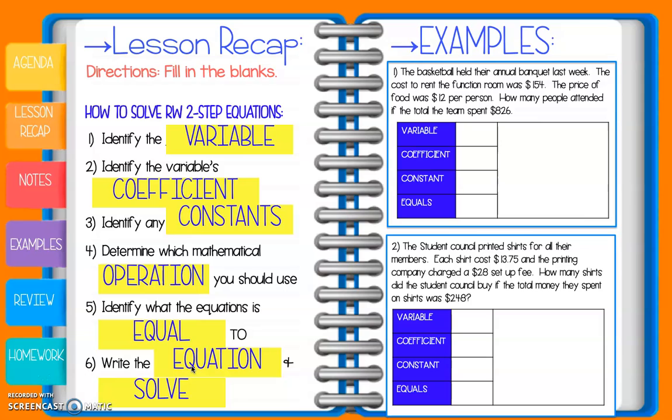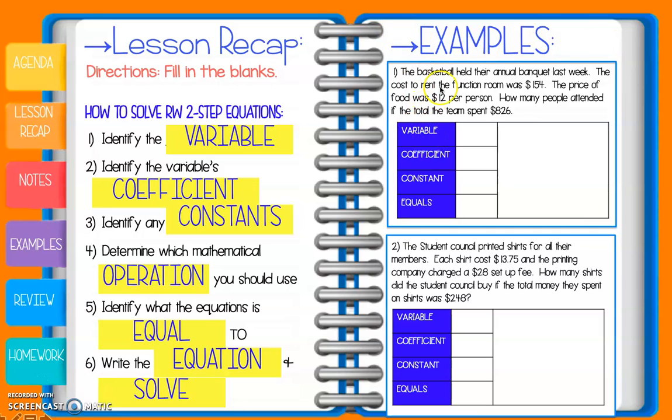So let's take a look at some examples. Example 1 says the basketball team held their annual banquet last week. The cost to rent a function room was $154 and the price of the food was $12 per person. How many people attended if the total the team spent was $826? So first off, we're going to identify the variable.